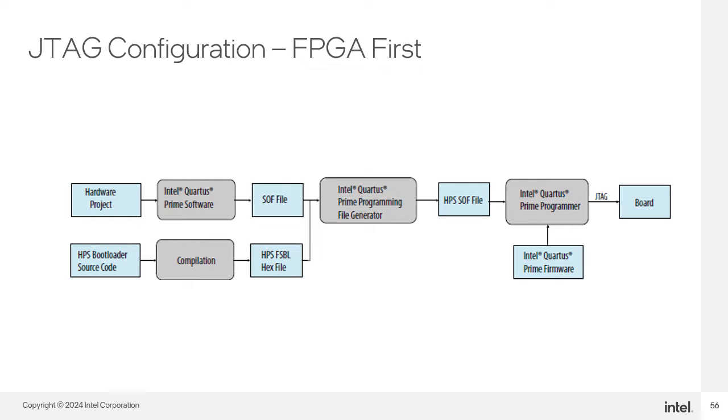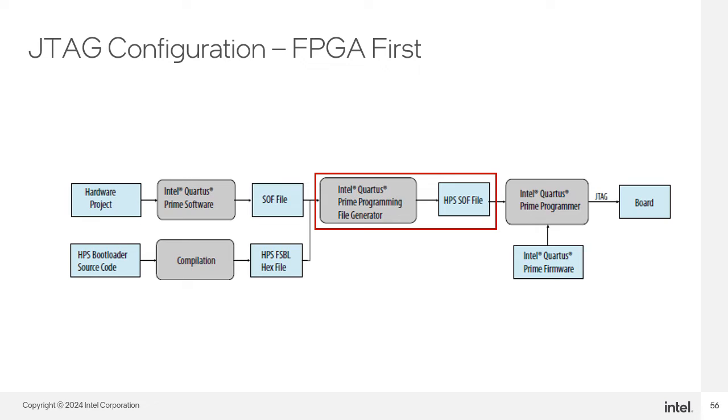JTAG configuration, where the FPGA logic is configured first. Compile the hardware project with Quartus Prime to obtain the SOF file. Compile the HPS FSBL source code to obtain the HPS FSBL hex file, or use a pre-compiled HPS FSBL hex file. Add the HPS FSBL hex file to the SOF file to obtain the HPS SOF file.